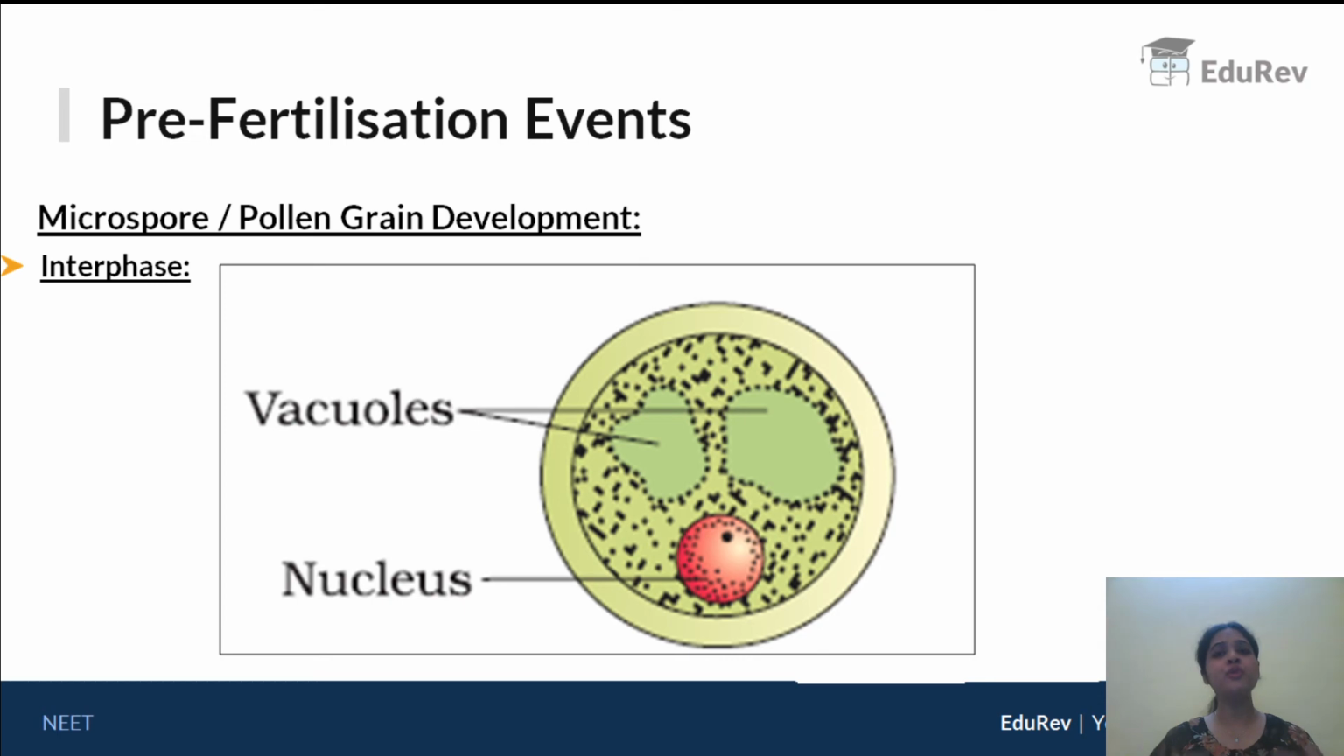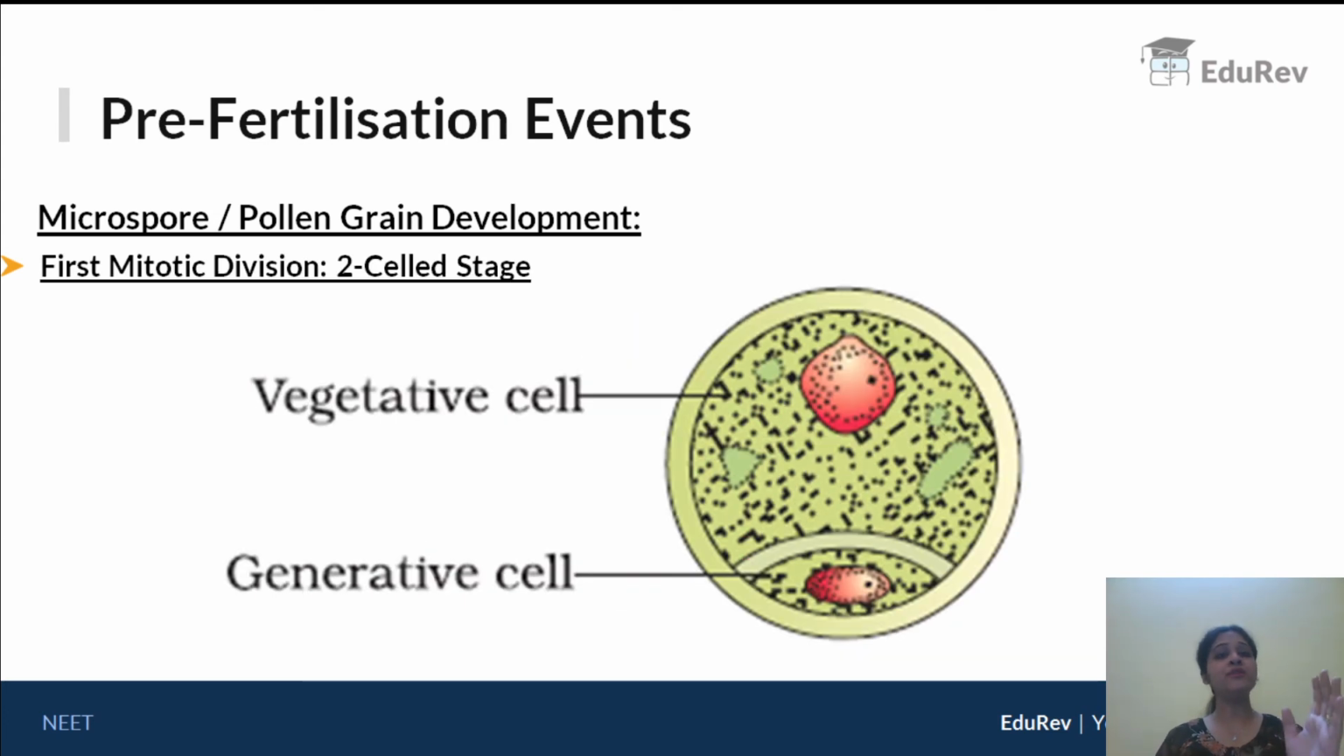So you find that the food reserves keep on doubling. So you can see a number of food vacuoles over there. Okay. Now the moment this interphase is over and the pollen grain has increased its cytoplasmic material, it will enter the first mitotic division. Now this mitotic division is unequal, as you can see, and the pollen grain seems to generate two cells, a vegetative cell and a generative cell.